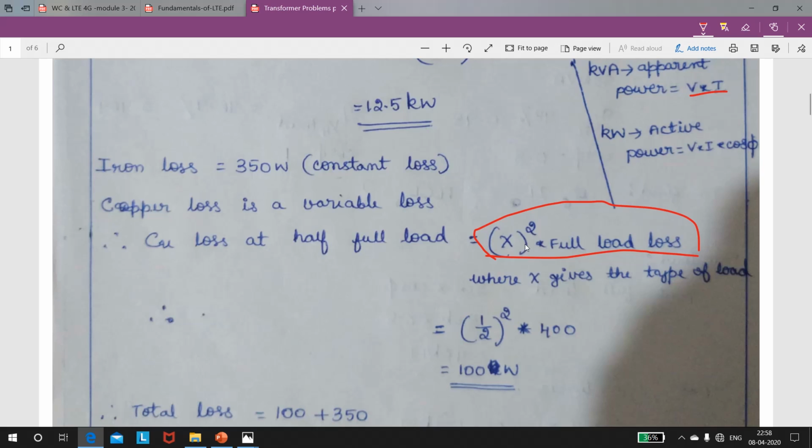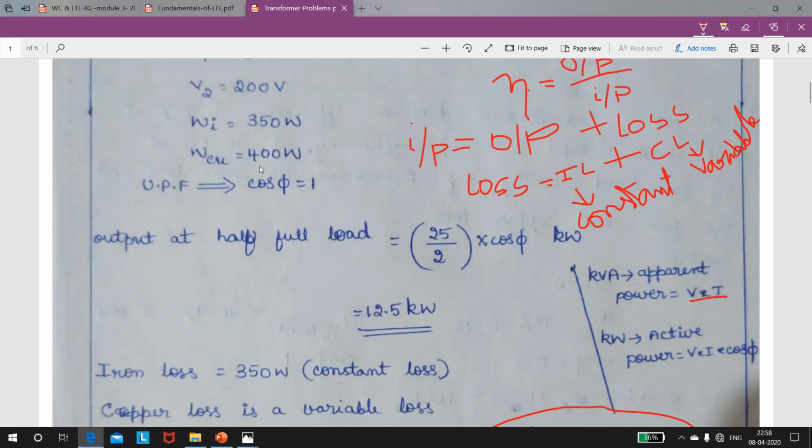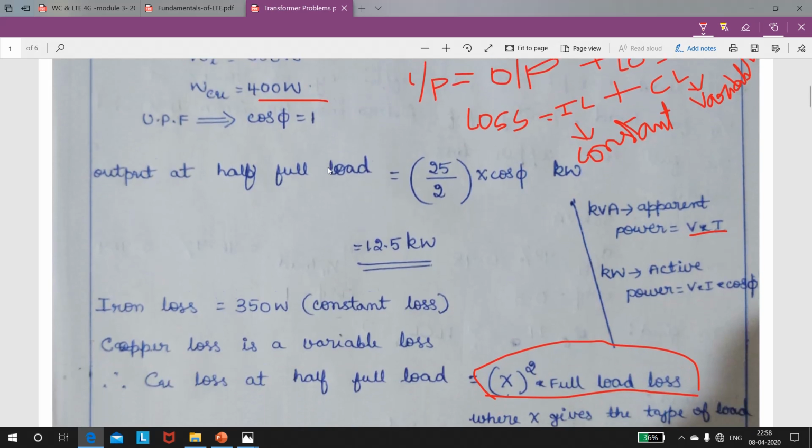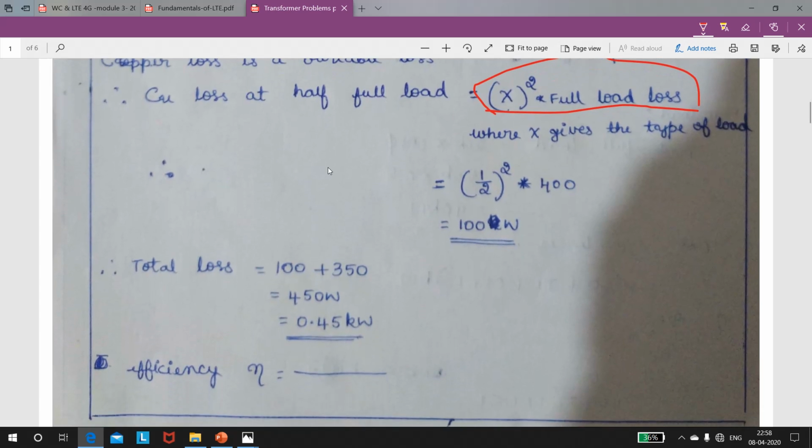What is x? X will give you the type of the load. So what is the type of the load here? Half. So x is equal to half. Half whole square into the full load copper loss. What is the full load copper loss? Full load copper loss is given as 400 watt.